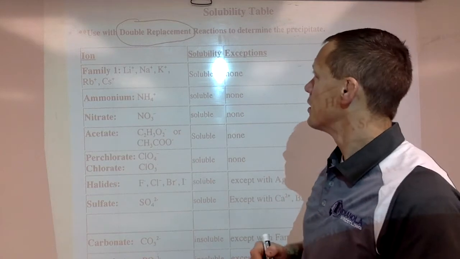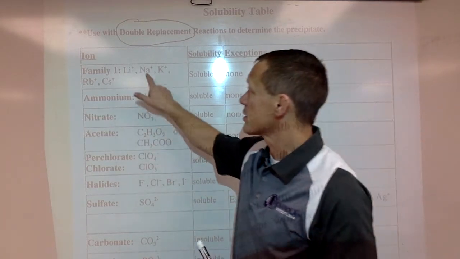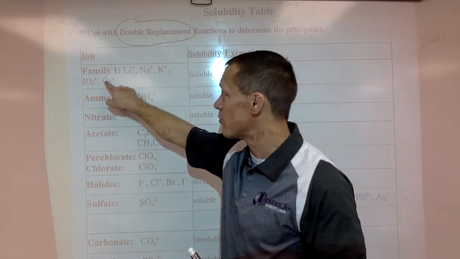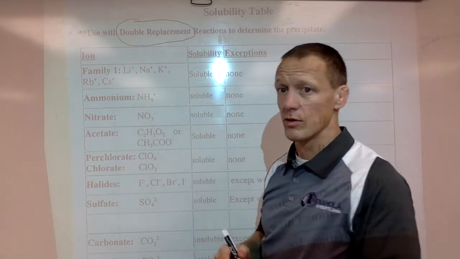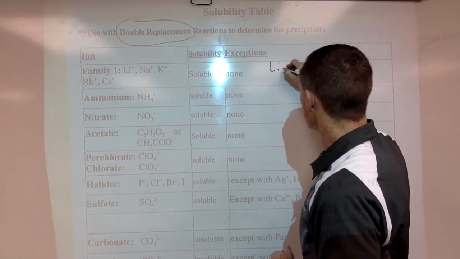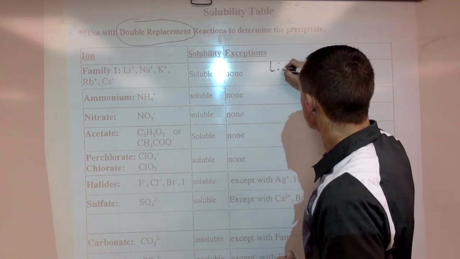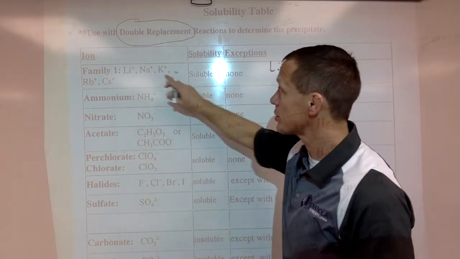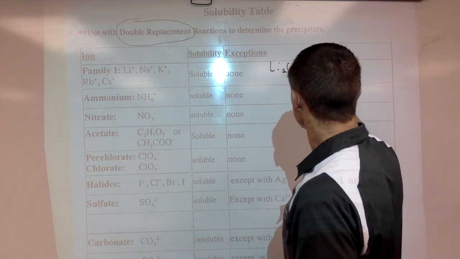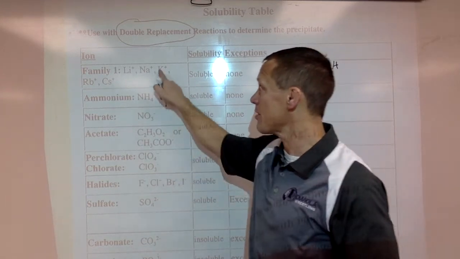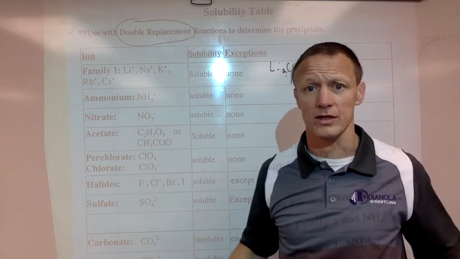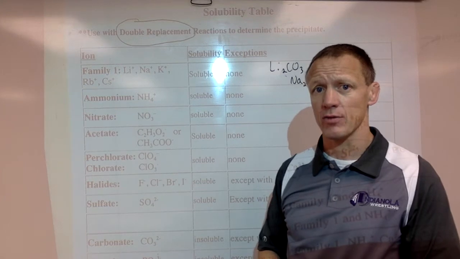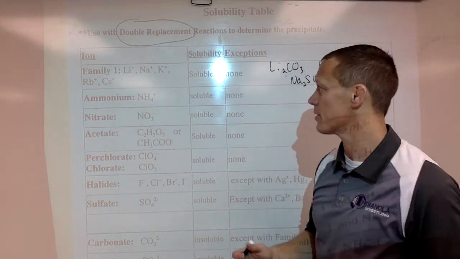So here's how the table works. If we look at it like this, any compound that has lithium, sodium, potassium, rubidium, or cesium in it is always soluble. So that means if I have lithium carbonate or potassium hydroxide or sodium sulfate, okay, any compound that has a family 1 element in it will always dissolve. So these will never be a precipitate. Things that are soluble will never be a precipitate in a double replacement reaction. You're always looking for the insoluble thing.